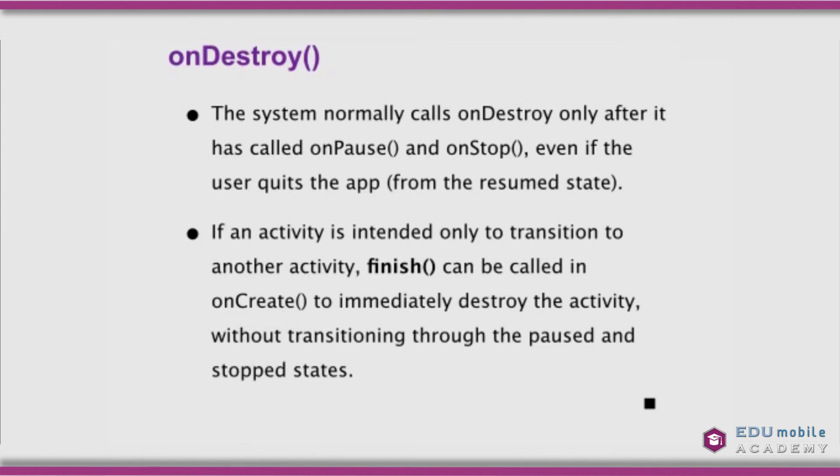The only thing that can bypass this is, let's say an activity is intended only to transition to another activity. So you bring up an activity at the beginning of your app, and its only function is to display a list, let's say, of other activities, and then the user can choose from that list. If an activity is only to make a point of decision in onCreate, where a user can transition to another activity, then we can call the finish method inside onCreate to immediately destroy the activity. In this case, and this is the only case, the state transitions through paused and stopped do not occur. We go straight to onDestroy, and the activity is destroyed.